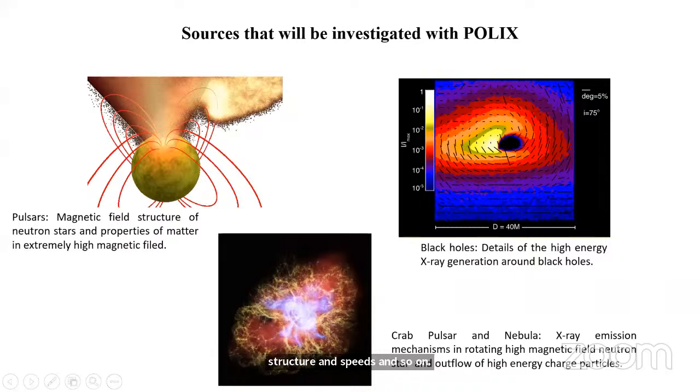So now we will come to black holes. The black hole itself doesn't emit any X-rays, but the material surrounding it does. Measuring polarization from those X-rays helps us understand some details of the high energy emission. The X-ray emission of around 2 to 8 kilo electron volt is studied by NASA's IXPE, while the X-ray emission of 8 to 30 kilo electron volt, as I mentioned in my previous slide, will be studied by POLIX.